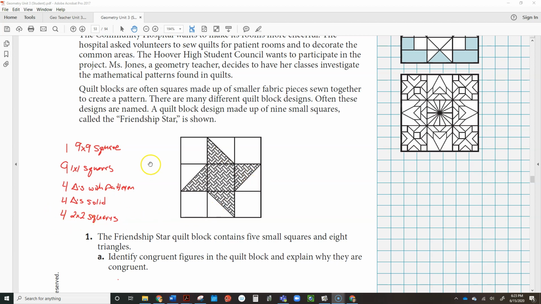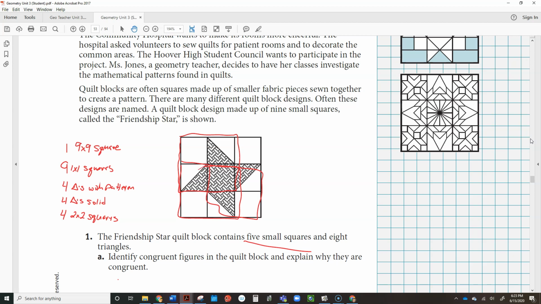There's also 4 2x2 squares. So the 2x2 squares are like here. There's one, and then here's another one, and so forth. Anyway, those are some of the shapes. How do I know that they're congruent? Well, because they're squares, and they tell us that it's squares. How do I know the triangles are congruent?